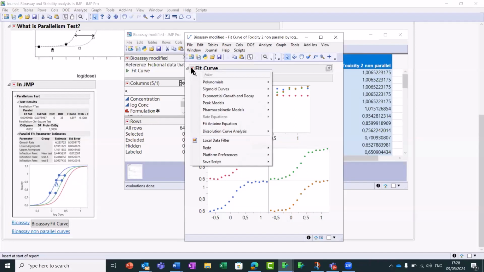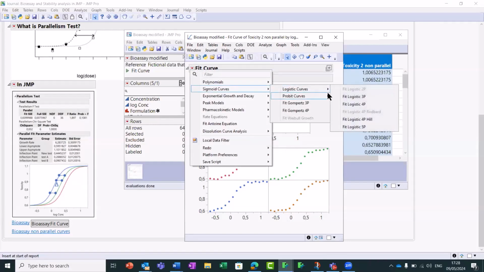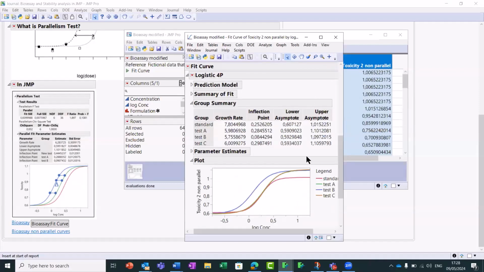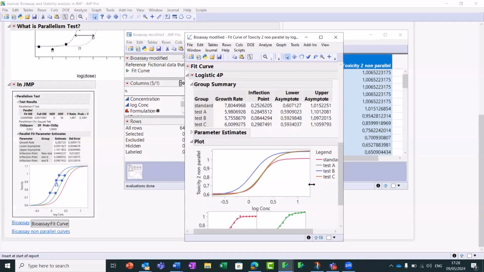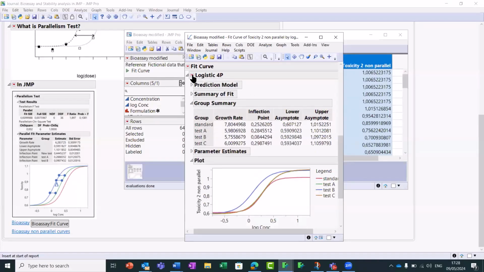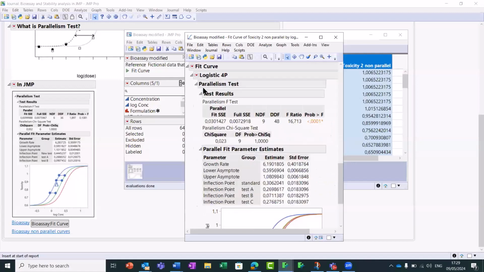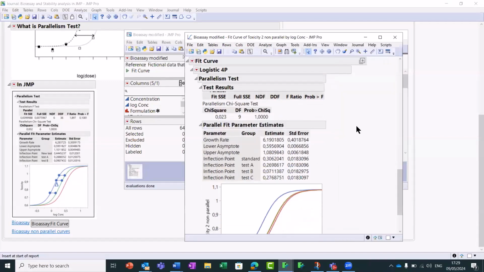I can use, again, the same type of model. I will use the sigmoid curve, the logistic curve, and the fit logistic 4P, right? And we can also see here that the standard curve is different, right? But now we have to test it. We have to validate it. And how to validate it is using the parallelism test. Test parallelism. And now we can see here the p-value is different from the first example that I showed you.